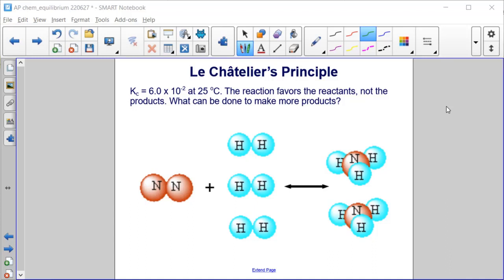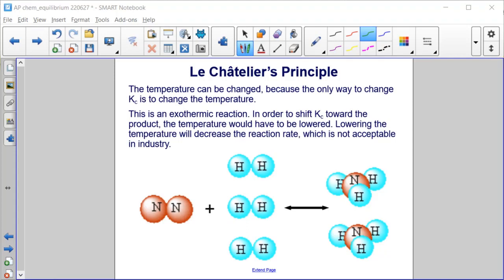What can be done to make more products? What can we change? What can we shift to make more products? The temperature can be changed because the only way to change Kc is to change the temperature. This is an exothermic reaction, so that means that heat is a product. In order to shift Kc toward the product, the temperature would have to be lowered. Lowering the temperature will decrease the reaction rate, though, which is not acceptable in industry.